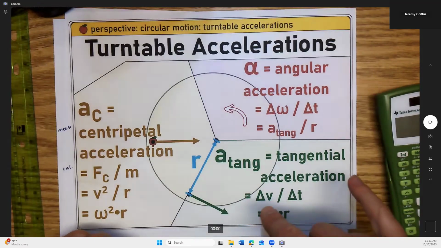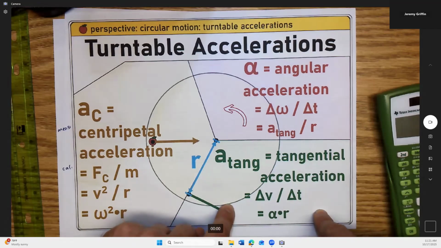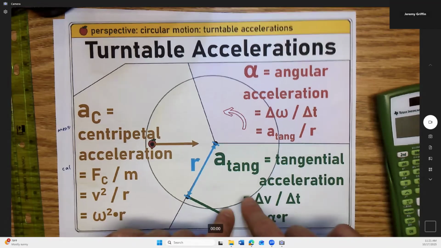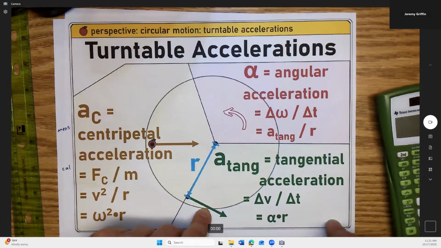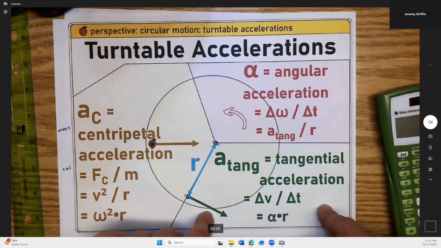So the tangential acceleration, this is the first kind of acceleration you guys learned. It's like the rate you could be speeding up or slowing down in a straight line. That's the last number you just wrote on your table, which I just went over with you guys. That's the first kind you learned about. That's in meters per second squared.